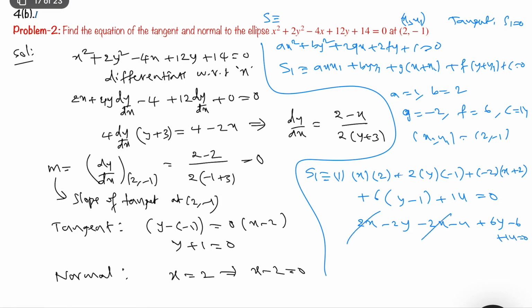As you can see, the 2x cancel. -2y + 6y gives 4y, and -10 + 14 gives plus 4, equal to 0, that is y + 1 = 0. Okay, you can also get the tangent like this, as S1 = 0. Once you get the tangent, you can see the slope of the tangent, then you will know the slope of the normal. Then you can also write down the normal equation. Okay, fine.